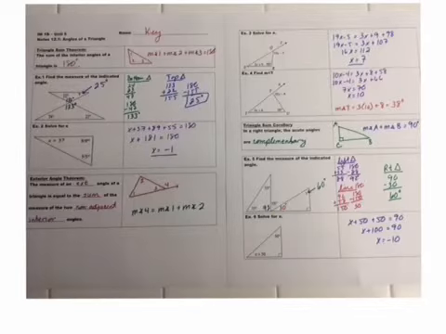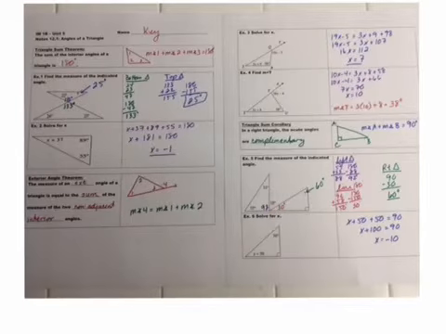And the triangle sum theorem basically just tells us that the interior angles of a triangle add up to 180. So those three angles all add up to 180. Okay, so a couple examples here.